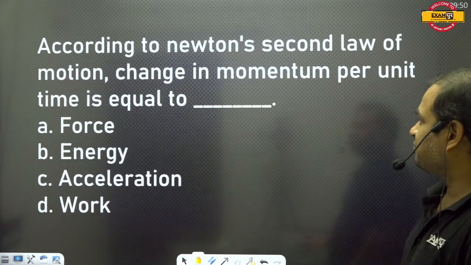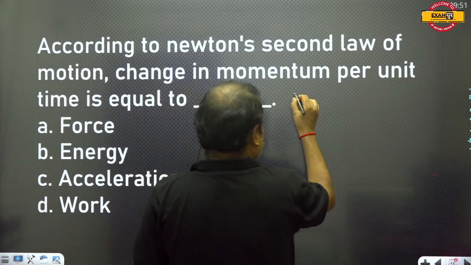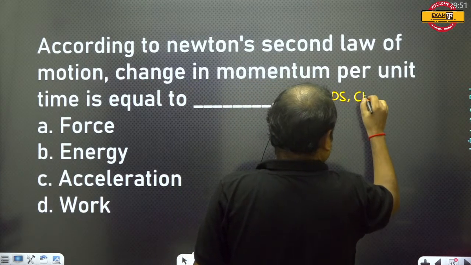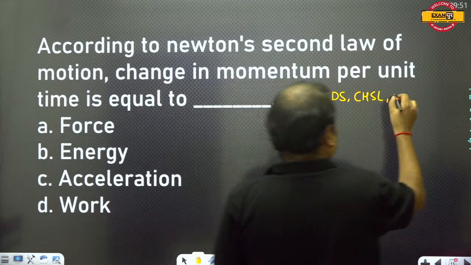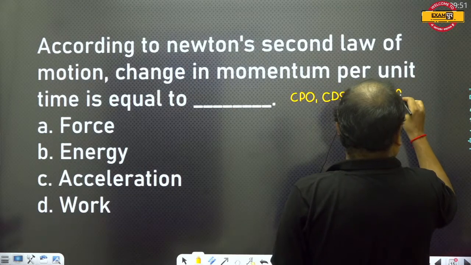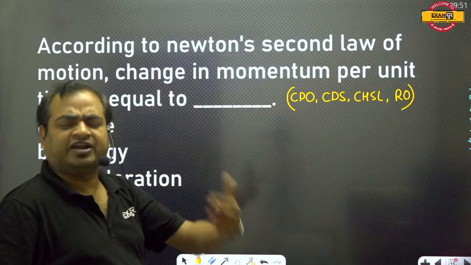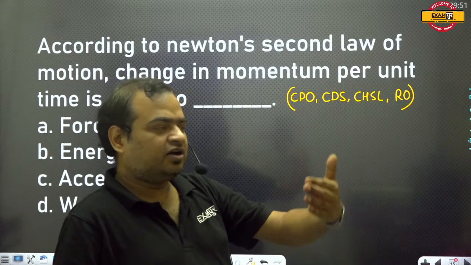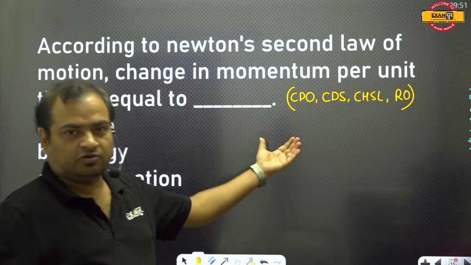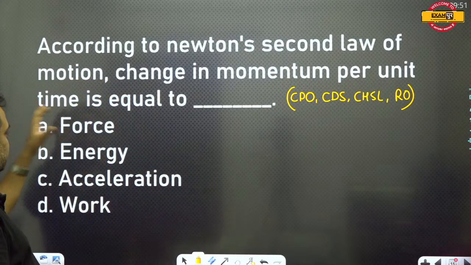According to Newton's second law of motion, change in momentum per unit time is equal to what? This is a very important question, and it has already been asked in CPO, UPSC CDS, CHSL, and the UP Triple SB exam for review officer. I have seen this question asked many times in different state level examinations in North India, like Rajasthan, Haryana, Delhi, Uttarakhand, Bihar, West Bengal. Obviously this question can also be raised by other exams and other states.